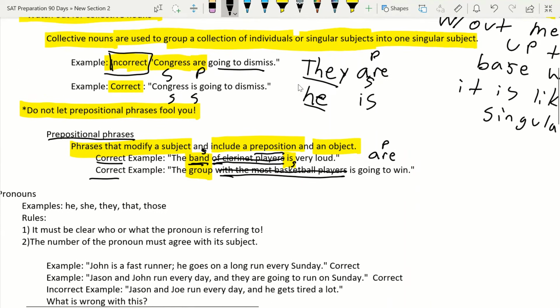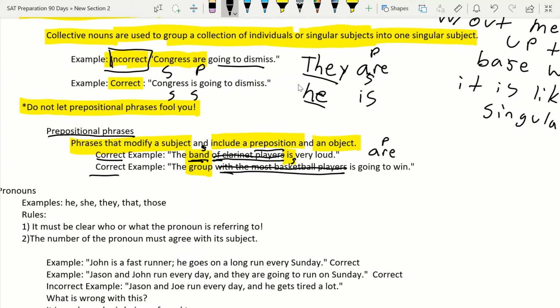All right, so let's go ahead and look at our next example. We have, "The group with the most basketball players is going to win." So once again, if you weren't getting rid of your prepositional phrase, you would see players and assume, oh, players, that's plural, we need to use plural are. But "with the most basketball players" is a prepositional phrase, right? That's not our subject. Our subject is the group, so we need to revert back to our subject. Our subject is the group, which is singular. That means we have to have a singular verb, which is is.